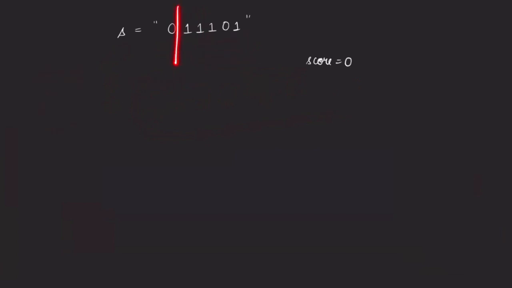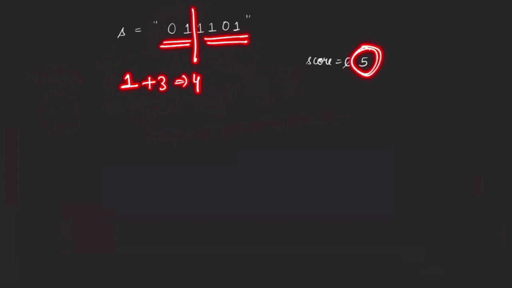So, if I split at this particular point, then in the left substring, the number of zeros is 1, right? And in the right substring, the number of ones is 4. 1, 2, 3, 4. So, it will be 1 plus 4, that is 5, right? So, my score will become 5. If I split at this particular point, then here the number of zeros is 1 and here the number of ones is 3. So 1 plus 3 is 4. So score is already greater than 4. So it won't be updated.